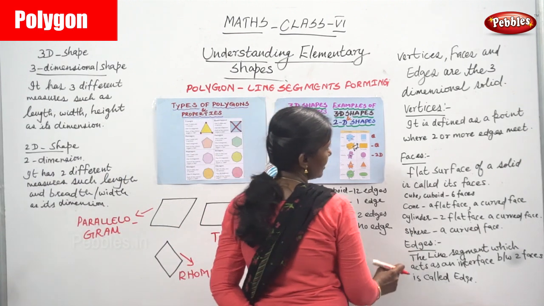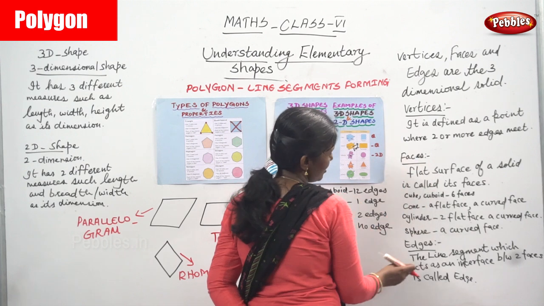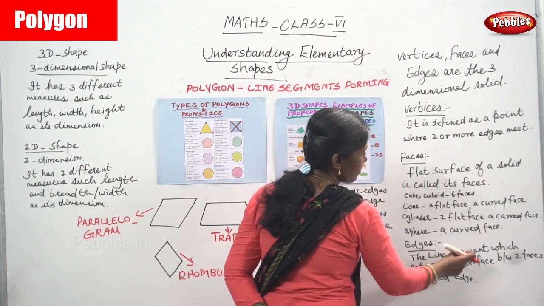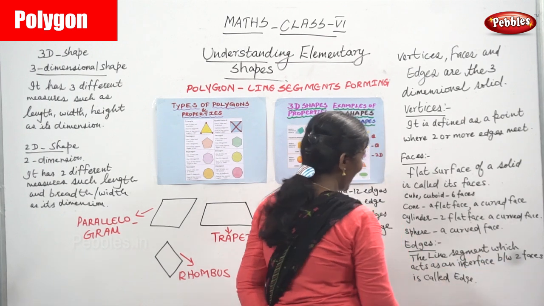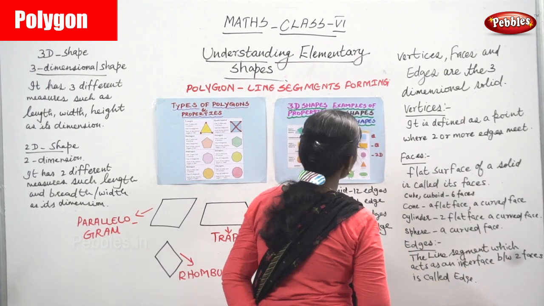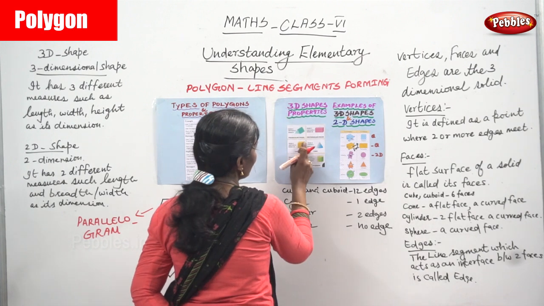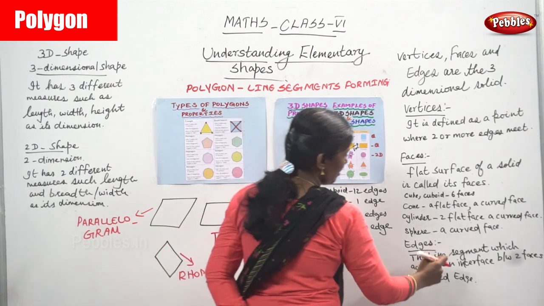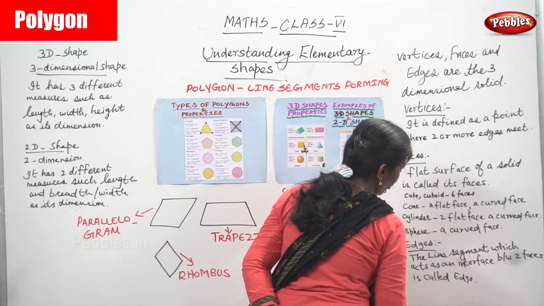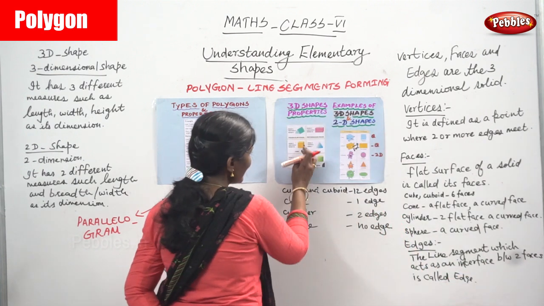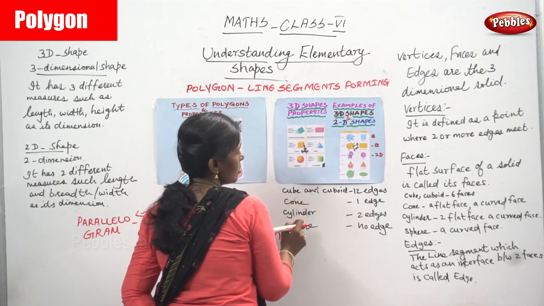Finally, another term for 3-dimensional shapes is edges. The line segment which acts as the interface between 2 faces is called an edge. You know what a line segment is. This is a line segment. These line segments that act as the interface between 2 faces are called edges. This is an edge.